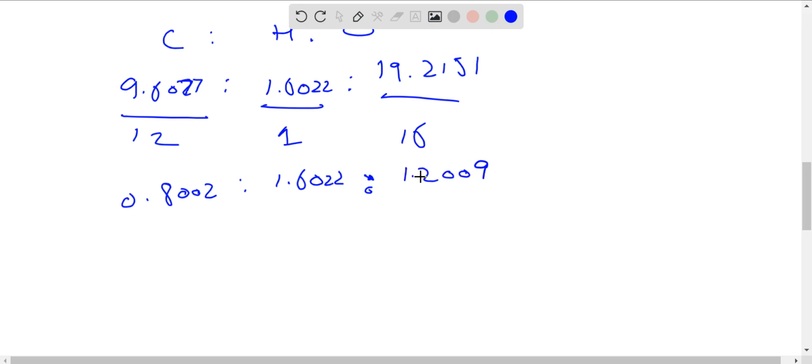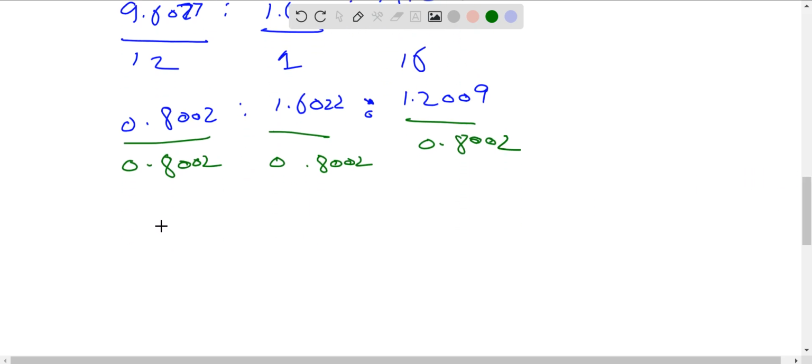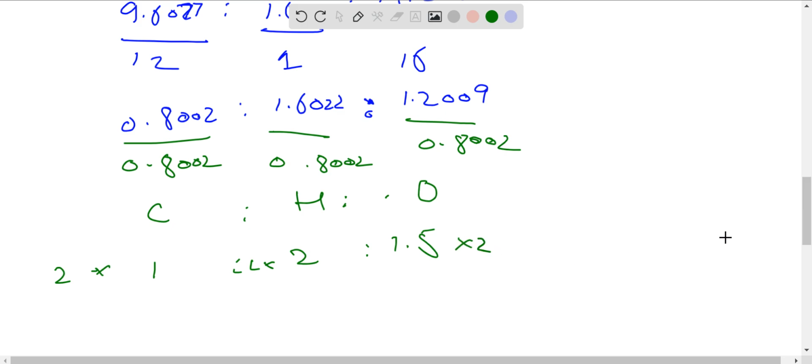1.2009. Now we have to convert them into whole numbers. So we will divide by the smallest number of moles, which is 0.8002. So we get 1, 2, 1.5. Now we have to multiply by 2 to convert them into whole numbers.